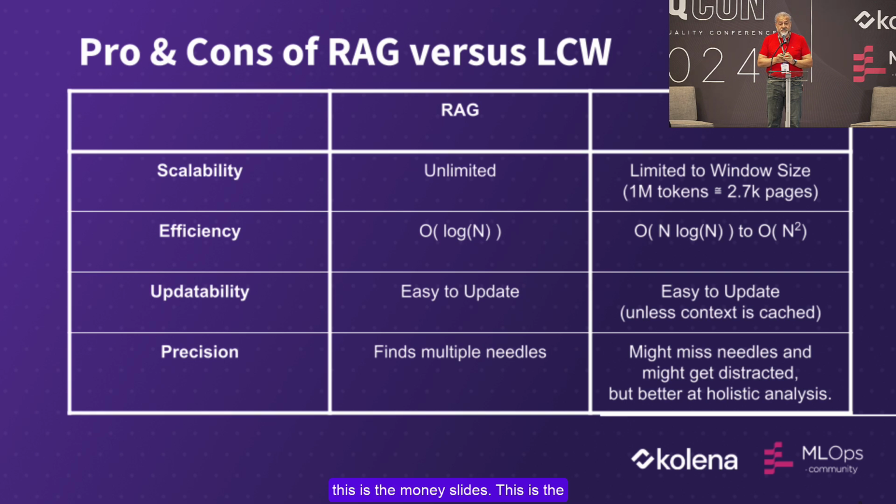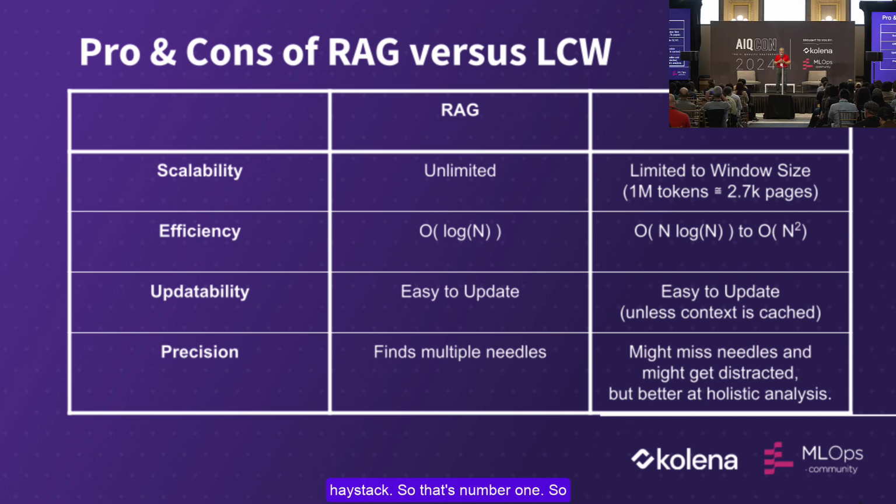So this is the money slide. This is the summary from this talk, essentially, which is when to use RAG versus when to use large context windows. Number one, if scalability in terms of the amount of documents and data is key to you, meaning you have a very large number of documents. For example, you are Reddit, and you want to do this for all of your Reddit content. That's not going to fit in the context window, even the 2 million token context window. It's not going to fit, scalability-wise. You want to have a retrieval system ahead that finds all of the needles in the haystack and then only operates on the needles of the haystack. So that's number one. So 1 million tokens, as you can see in the large context window column, is roughly 2.7K pages, which is a lot.